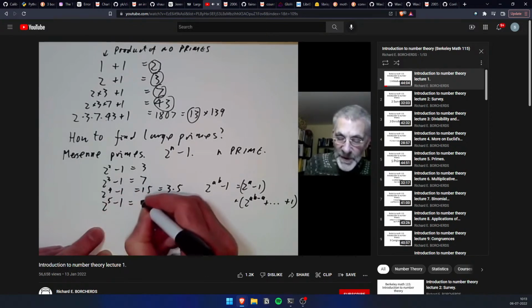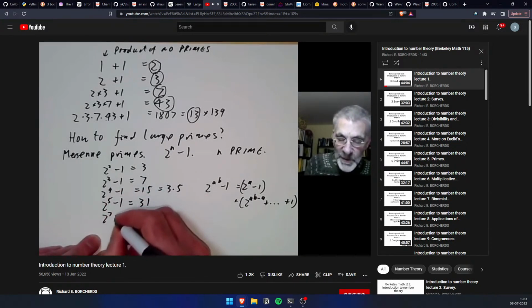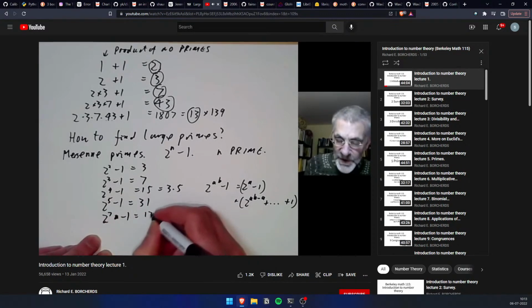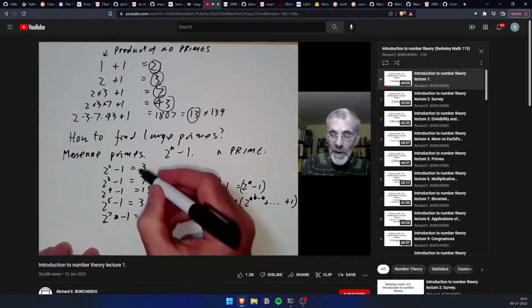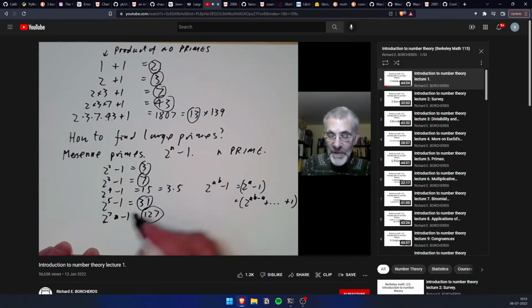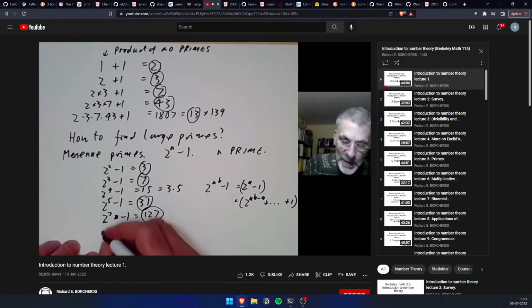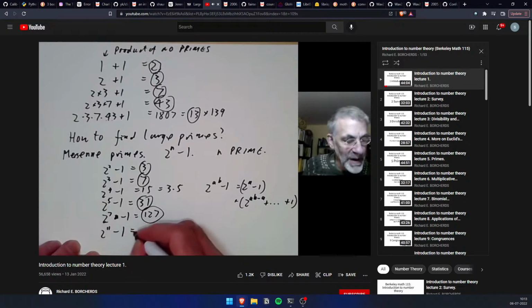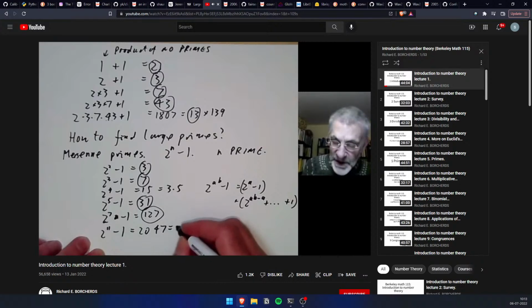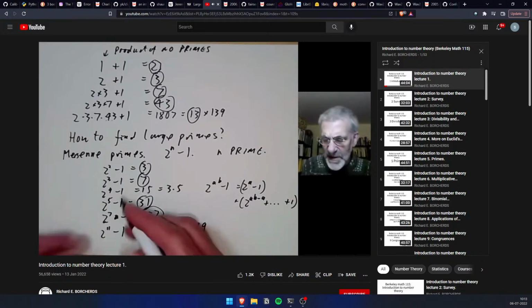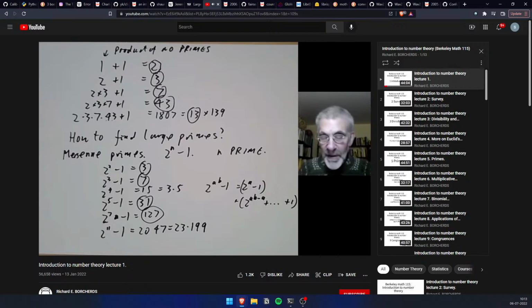So we have 2 to the 5 minus 1, which is 31, and 2 to the 7 minus 1 is 127. And this seems to be a rather good way of generating primes, because you notice, whenever we take a prime and take 2 to the p minus 1, we always seem to get a prime. Well, this doesn't actually quite work, because if we go to 2 to the 11 minus 1, this is actually equal to 2047, which is just 23 times 199. So this doesn't always work. However, it's still a reasonably good way to generate primes. So 2 to the p minus 1 is quite often prime.